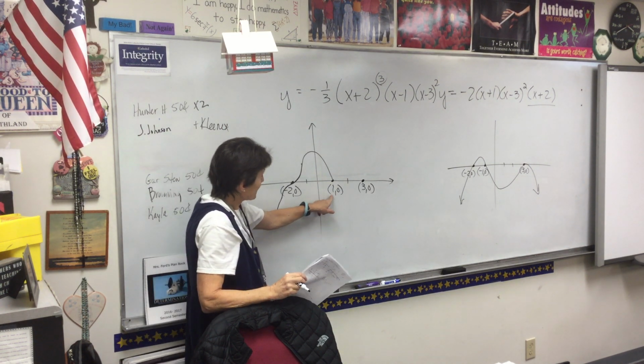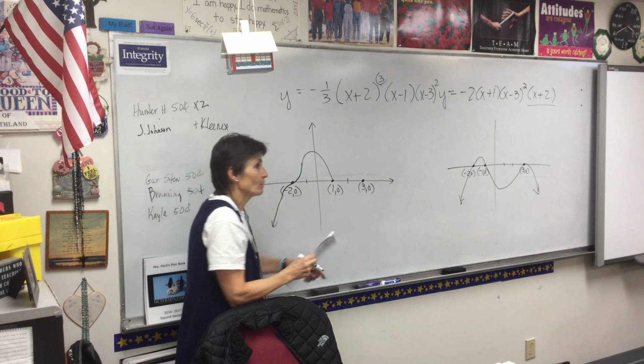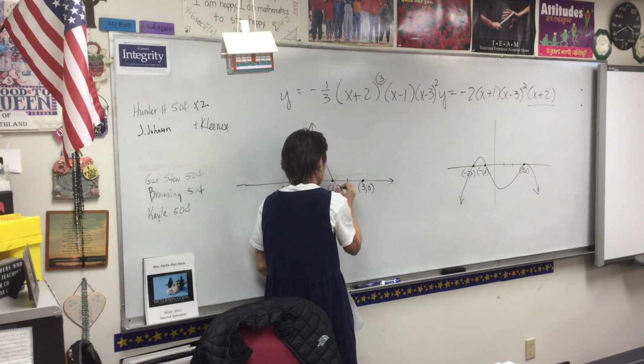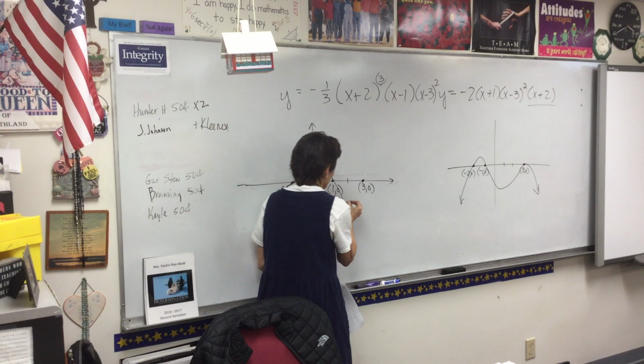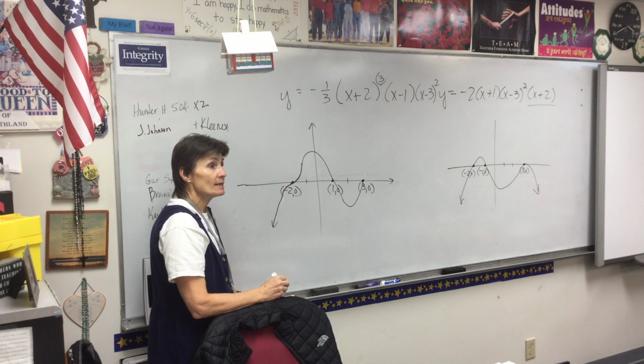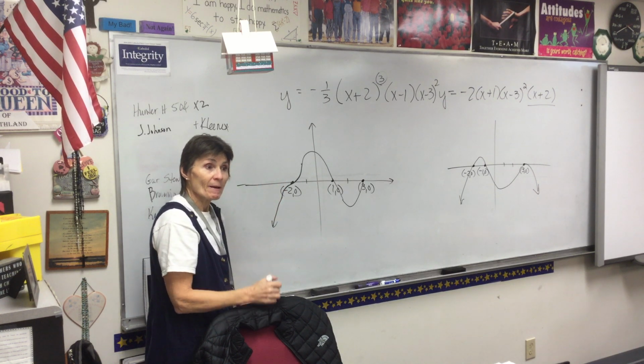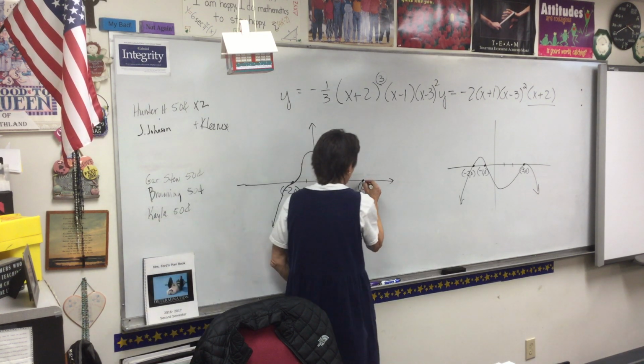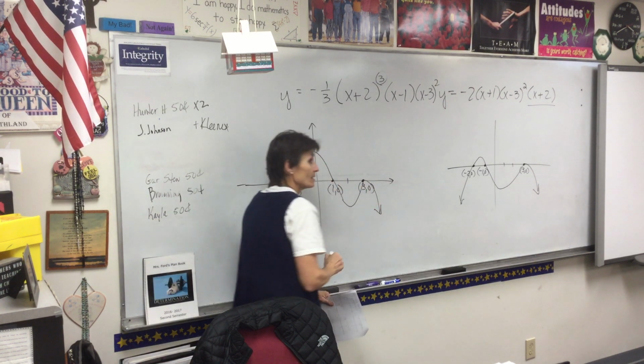Now what happens when I hit that one? Straight through it. No squiggle there. It just goes straight through it. It's going to come back up and hit that one. And then it's going to bounce back down because that one is a square.